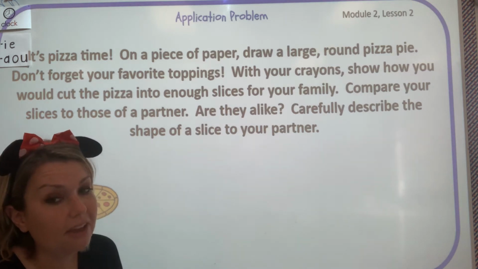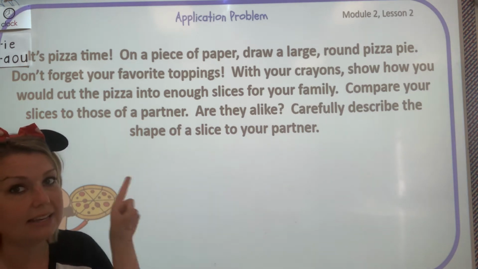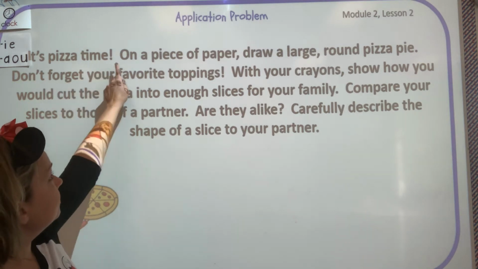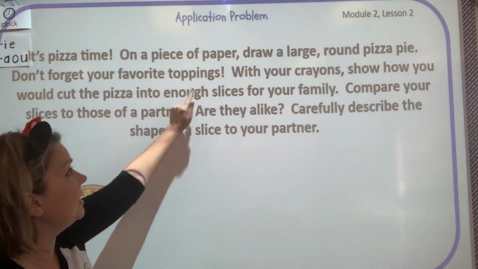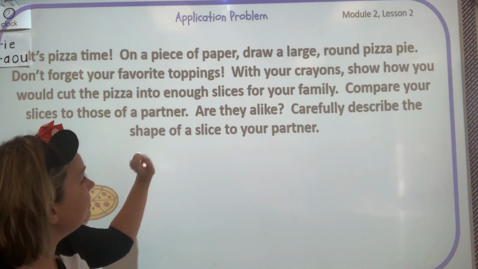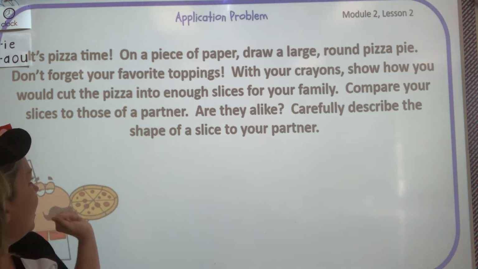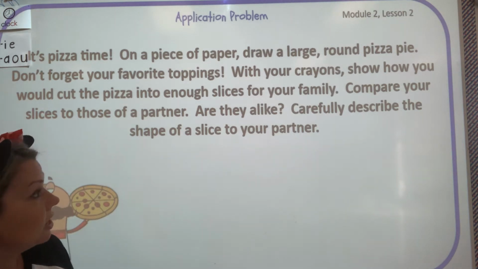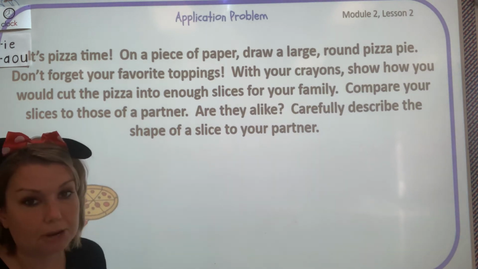Yeah, it's super long. So I'm gonna read the whole entire thing, but then I'm gonna take it one sentence at a time to help me. So I'm gonna start. It's pizza time. On a piece of paper, draw a large round pizza pie. Don't forget your favorite toppings. With your crayons, show how you would cut the pizza into enough slices for your family. Compare those slices to those of a partner or another friend in our class. Are they alike? Carefully describe the shape of the slice to your partner.